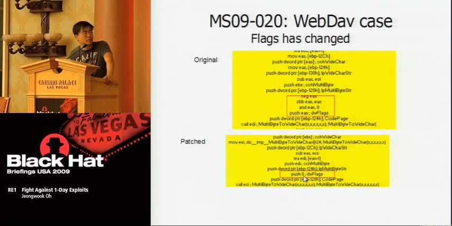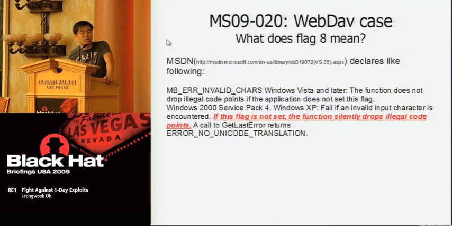So they are doing something here. We can just look up the manual page, the MSDN for this API. Here, I just copied it. MSDN declares the following. The flag means MB_ERR_INVALID_CHARS or something. So you can just read here. If this flag is not set, the function silently drops illegal code points. It means that even though you pass some invalid Unicode characters to the URL, it will still process the other valid parts.